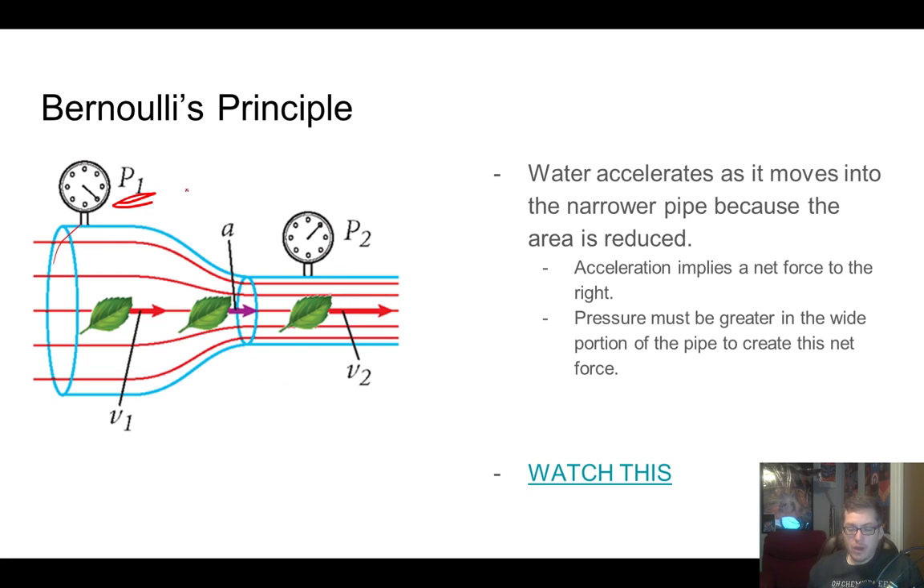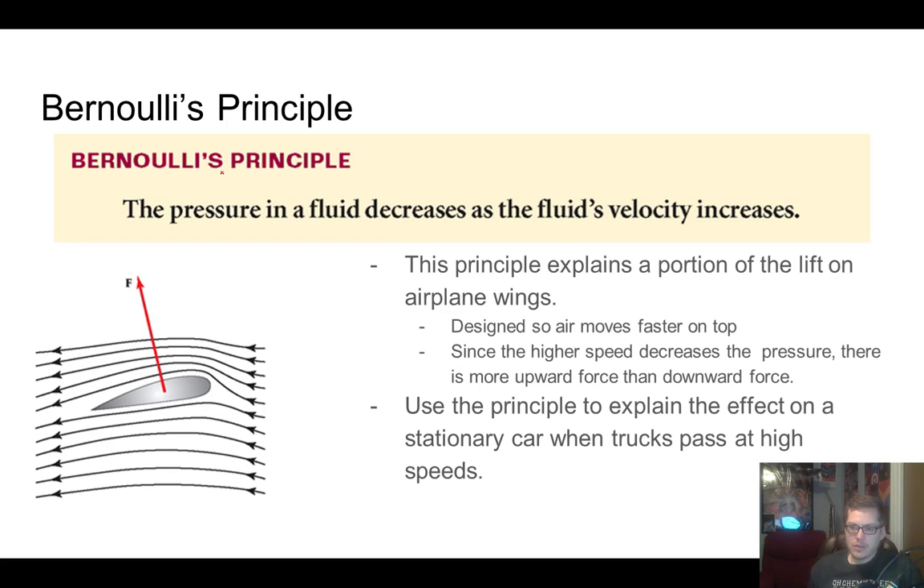Well, we also know that pressure is equal to force over area. So that implies that because this force is bigger, the pressure in the bigger portion of our pipe has to be bigger than the pressure in the smaller portion of our pipe. So this is Bernoulli's principle in a nutshell. The pressure in a fluid decreases as the fluid's velocity increases. This is Bernoulli's principle.